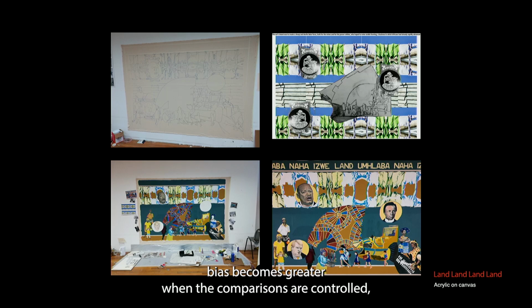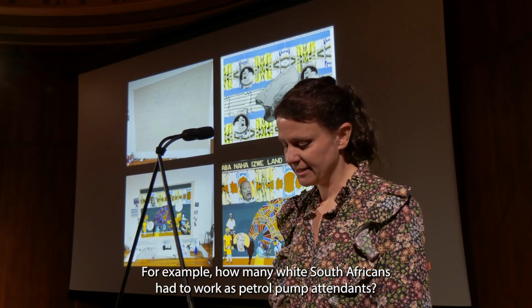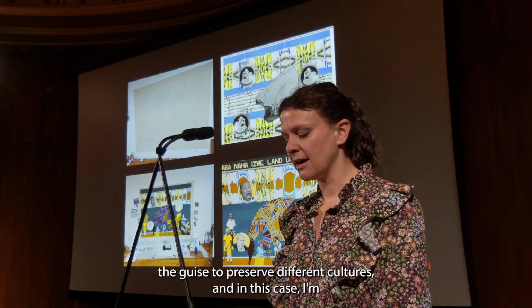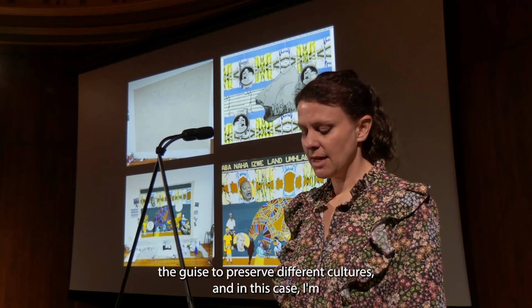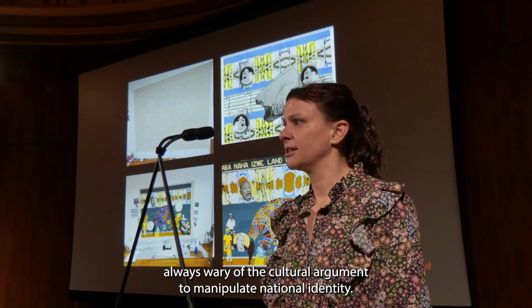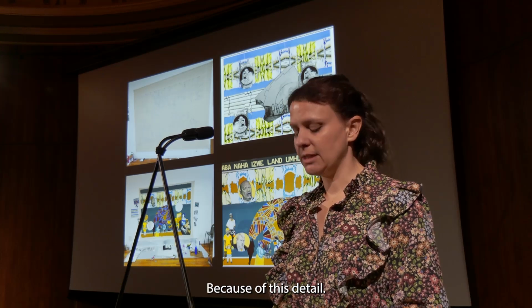Bias becomes greater when the comparisons are controlled over who can exist where, simply because of what's in your view. Your neighborhood would lock you into your sense of reality. For example, how many white South Africans had to work as petrol pump attendants? Racial segregation was financial segregation initiated under the guise to preserve different cultures. And in this case, I'm always wary of the cultural argument to manipulate national identity. And once again, reform becomes tricky because of this detail.